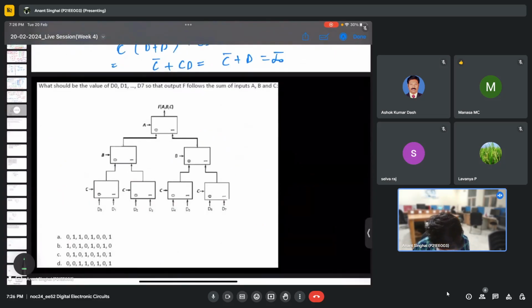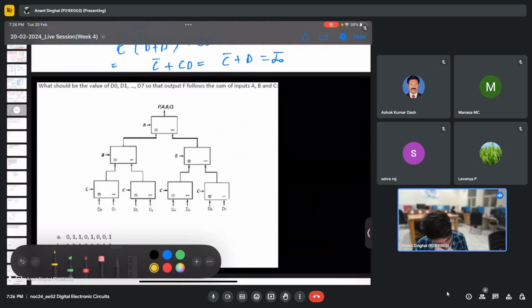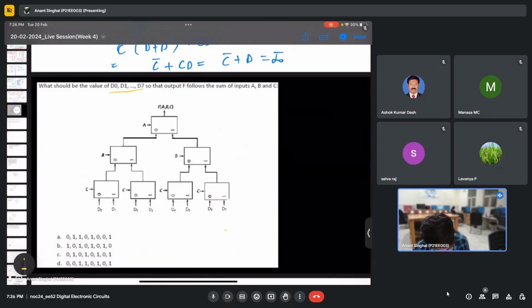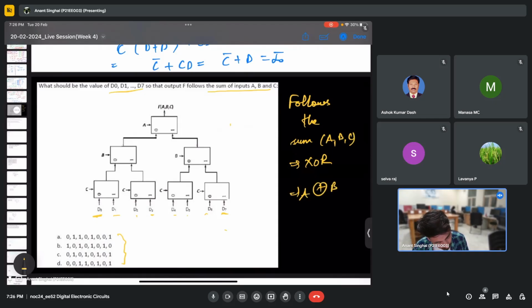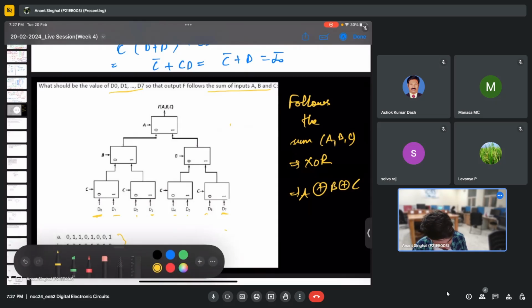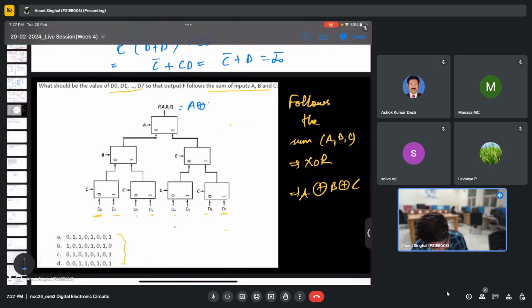So this is again a good question. Now the question is, what should be the value of D naught to D7? You can see there are certain inputs here, D naught to D7, and there are several combinations here, so that the output F, so this is a vertical circuit, follows the sum of inputs. Follows the sum is one of the terminology which means XOR. So basically follows the sum of A, B, C means A XOR B XOR C.